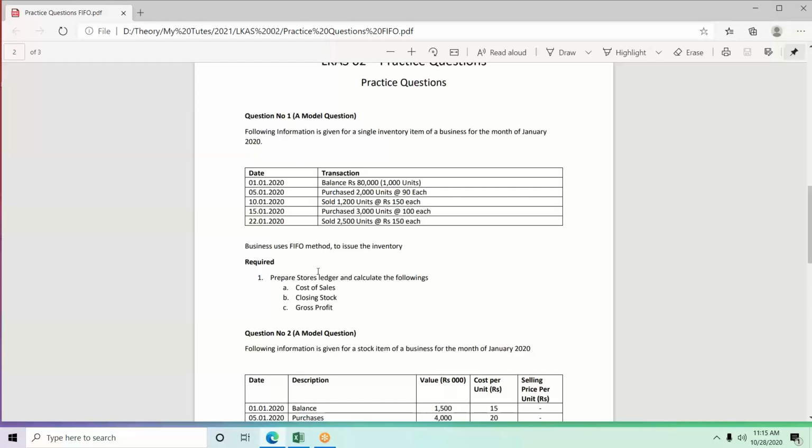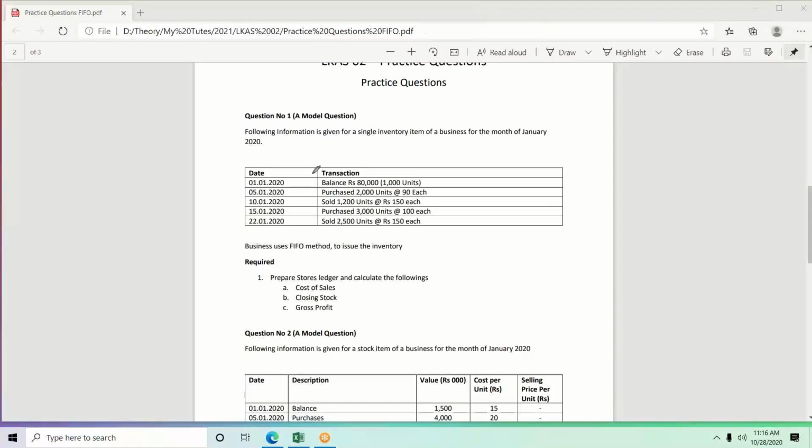Even without the stores ledger, you can do these calculations. But we better do the stores ledger for knowledge purposes, and thereafter we'll do the calculations. Later on, by the time we do the MCQs, we will see how we are going to do these calculations even without the stores ledger under the FIFO method. Okay, we'll have the stores ledger.